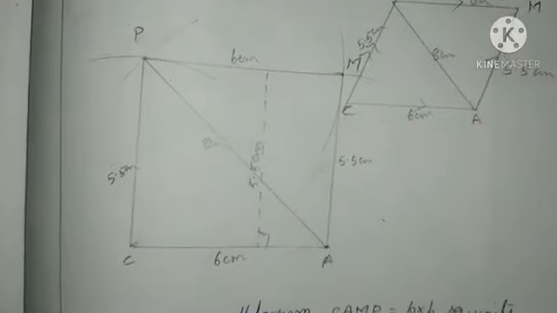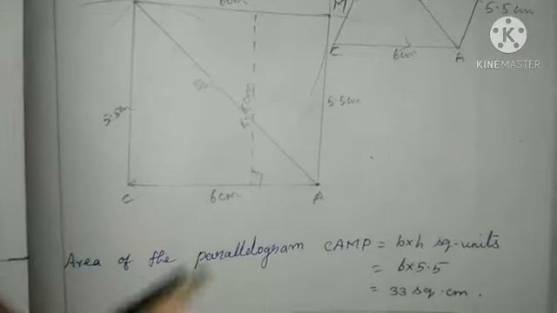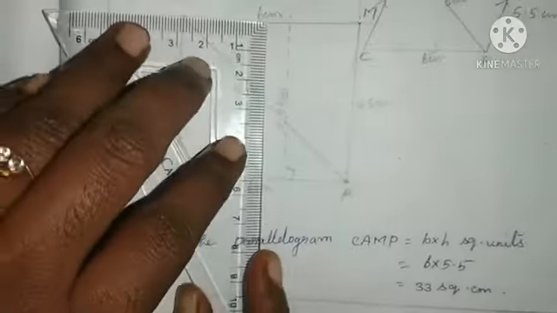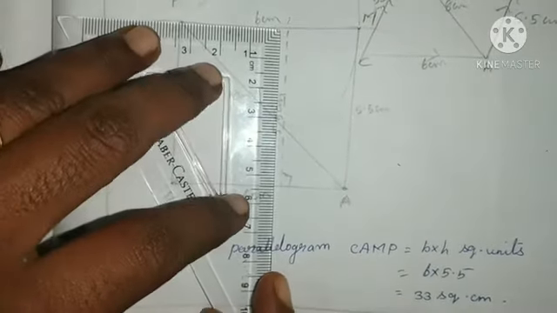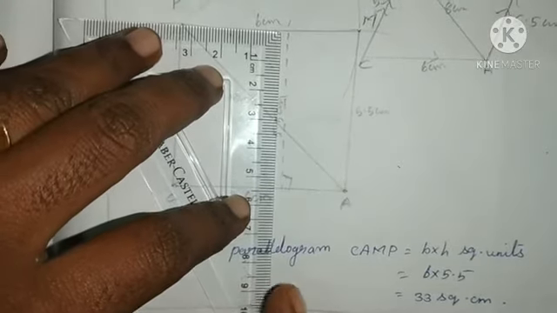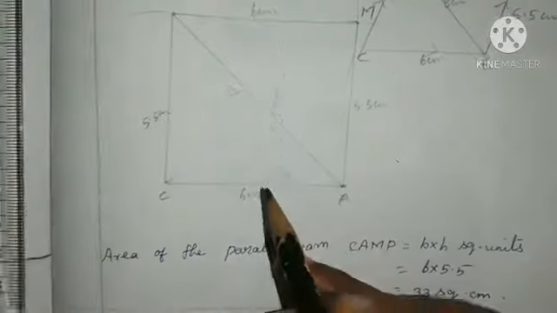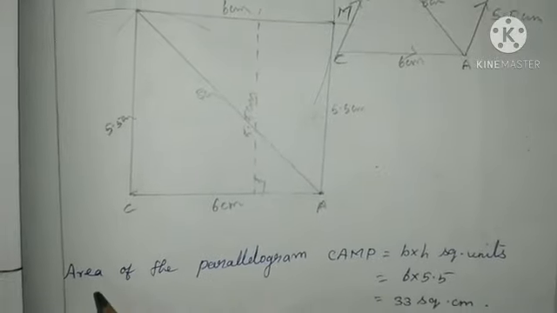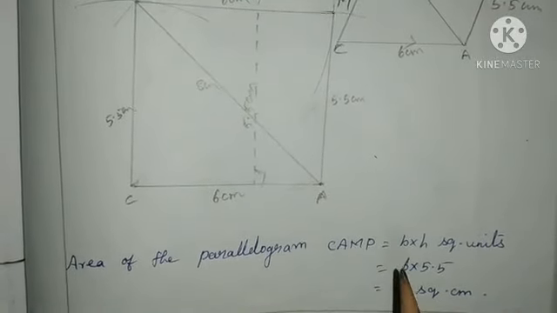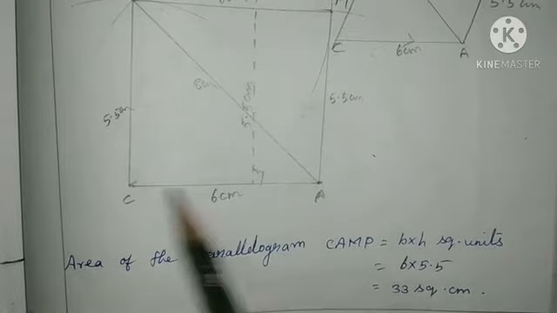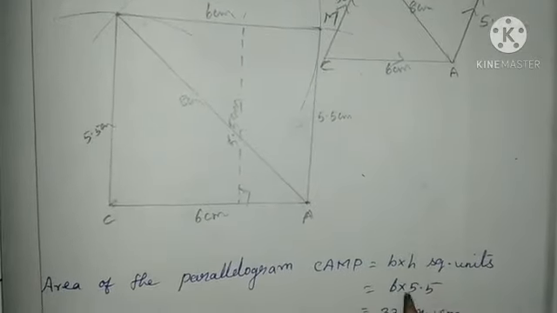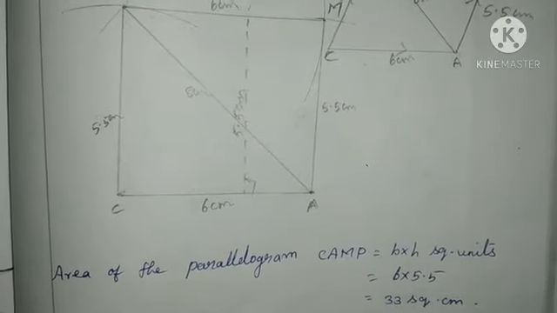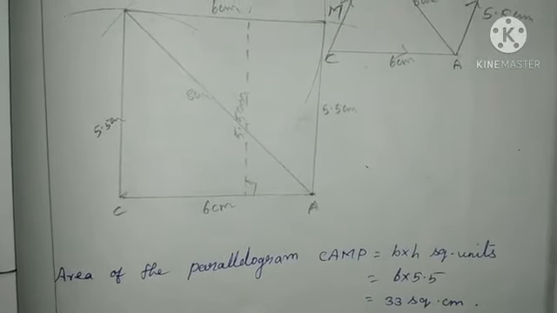After constructing the parallelogram, you have to find out the height of the parallelogram. For that, you have to keep the set square on any one side of the parallelogram and you have to measure the height of this parallelogram. Using this height, you have to find out the area of a parallelogram CAMP, that is base into height square units. Base we had it as 6 cm and height of this parallelogram is 5.5 cm. When we multiply these two, we will get the area as 33 square centimeter.